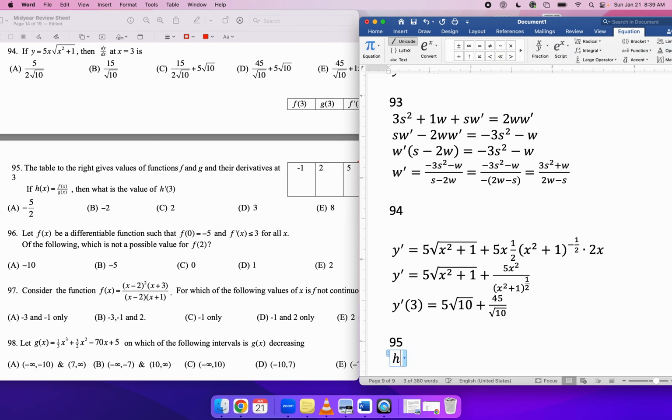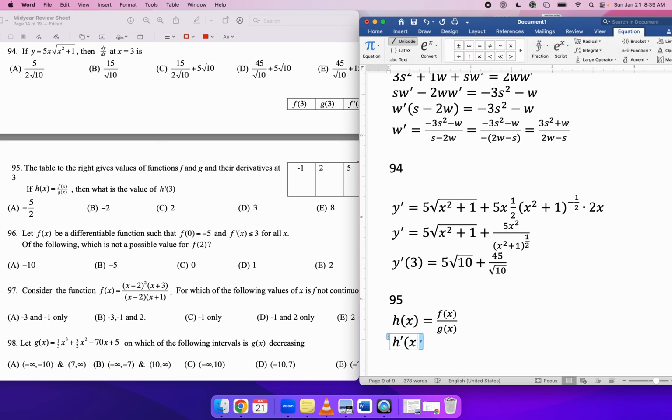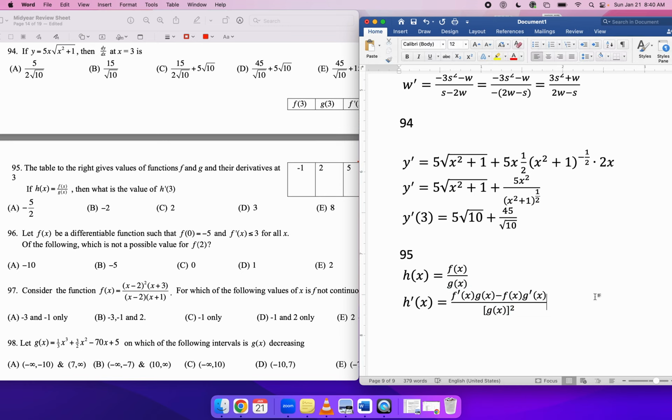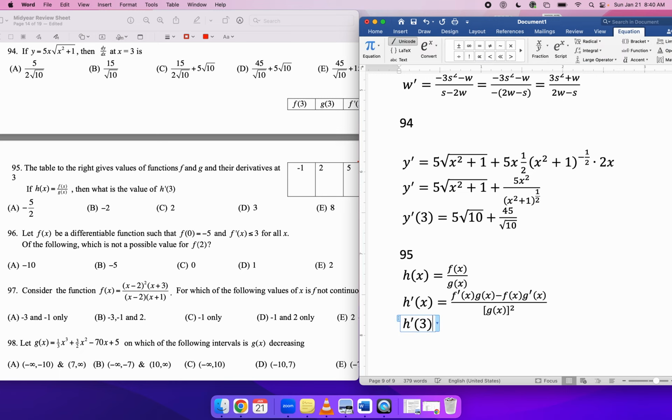Well, you're just supposed to say if h of x is equal to f of x over g of x, then h prime of x can be found by doing the quotient rule. So that's f prime of x, g of x, minus f of x, g prime of x, all over g of x all squared. So h prime of 3 is obtained by just plugging 3 into all of these things.